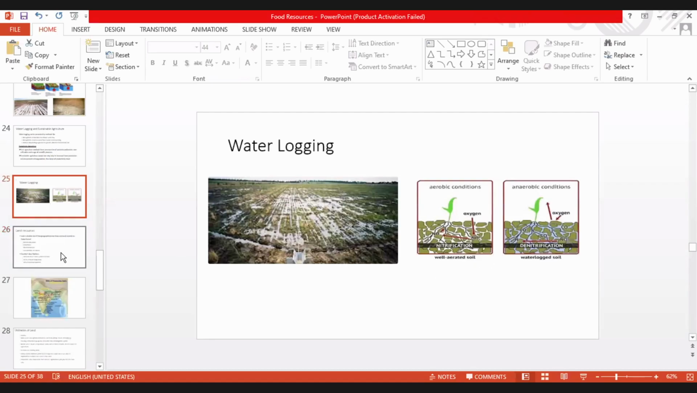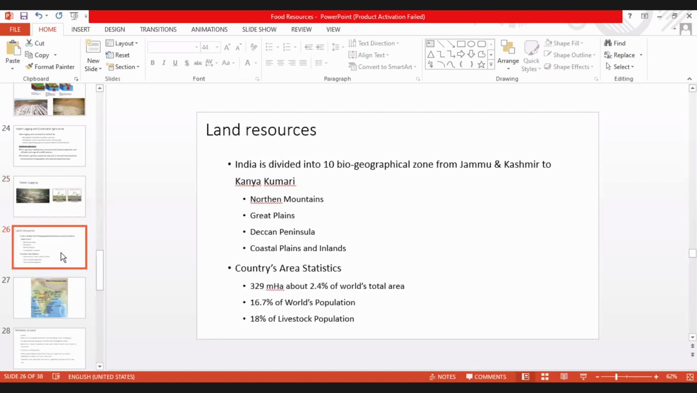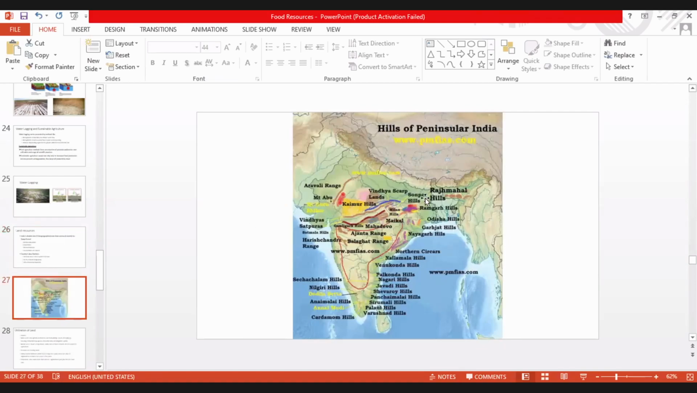Then we are talking about land resources. So India के land resources में we were talking about your 4 zones. So basically the first was your northern zone, mountain zone. Then there was Great Indian Plains. So we have talked about in our notes, we have talked about Ajanta Range, Maikal Range. So please recognize it here. Ajanta Range is here and Maikal Range is here. So basically Vindhyas are on this side.